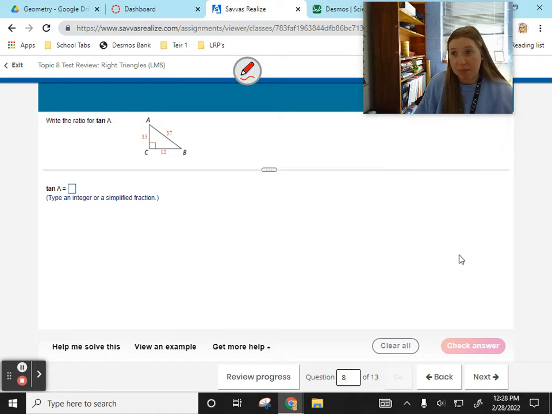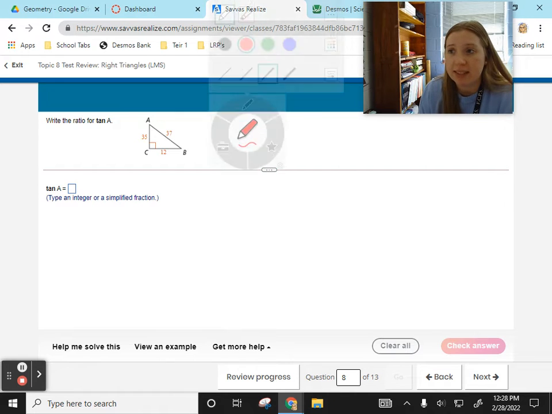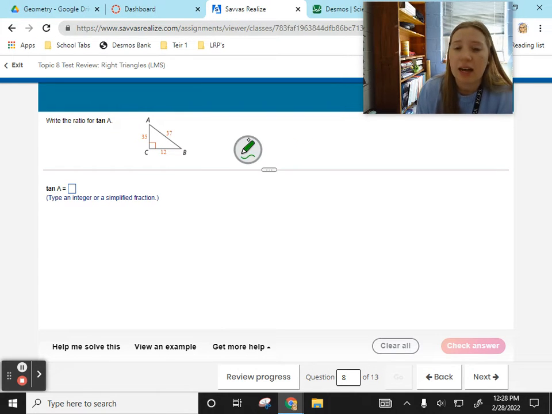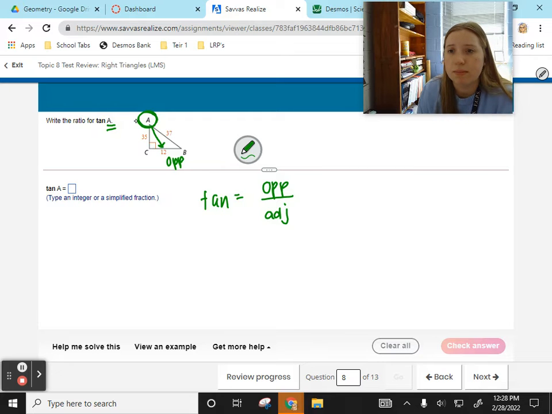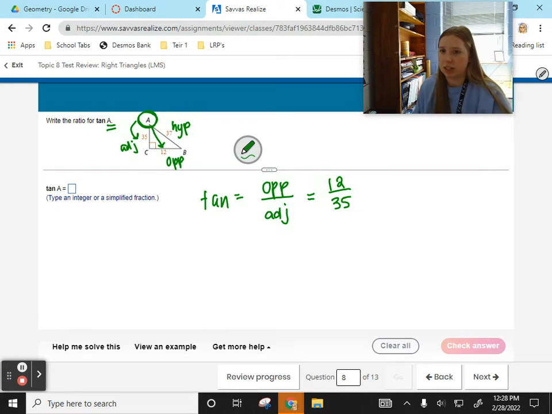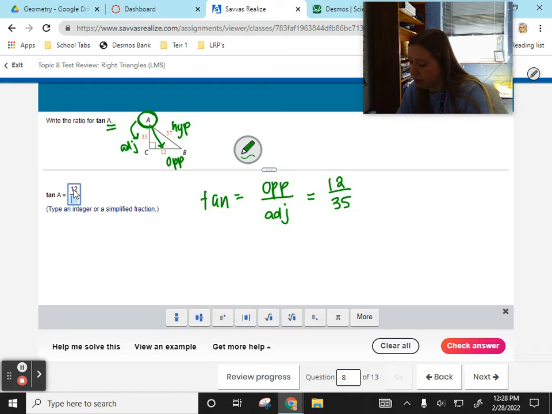And I think our last problems are trigonometry, which are fun. So number 8 asks us for the ratio of tangent of A. The first thing I notice is A. I'm going to circle it. And then I need to know that tangent is opposite over adjacent. My opposite side is the one that's directly across from A, which is 12. My adjacent side is next to A, which is 35. If we wanted to, we could label that 37 as my hypotenuse. Opposite over adjacent would be 12 over 35.